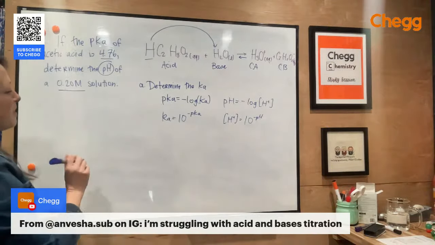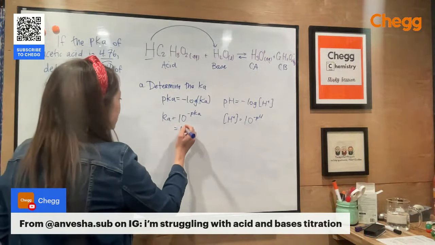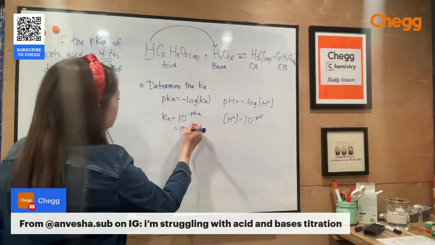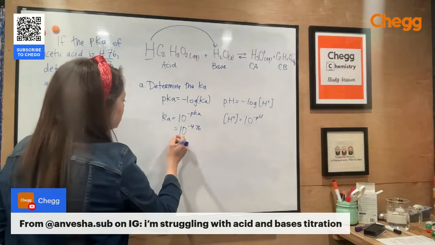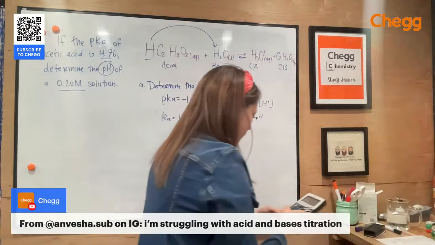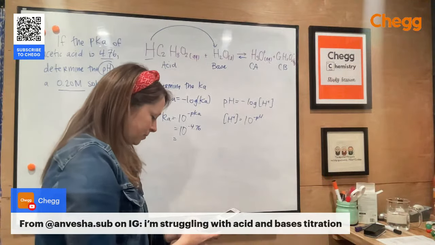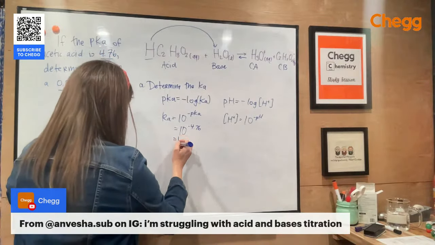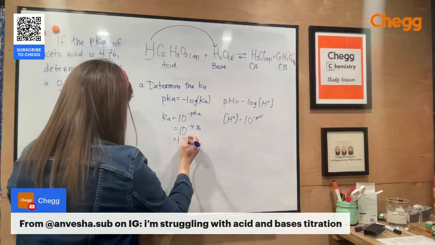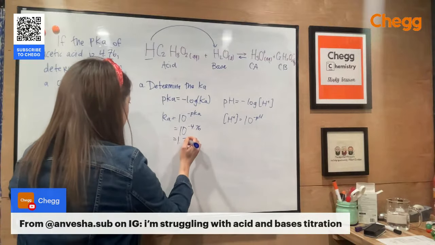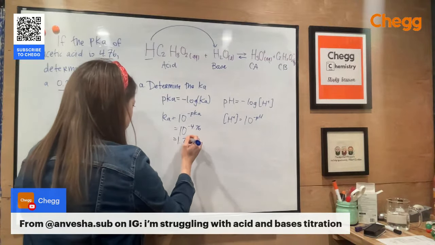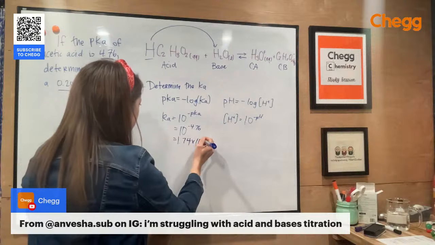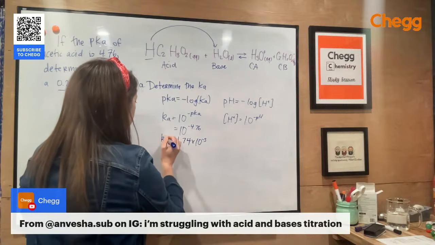All right, so to figure out that Ka, it's just going to be equal to 10 to the negative pKa, which was negative 4.76. What does that give me? Let's see. So that Ka is 1.7378. I'm going to go ahead and round that. 1.74 times 10 to the negative fifth is my Ka.